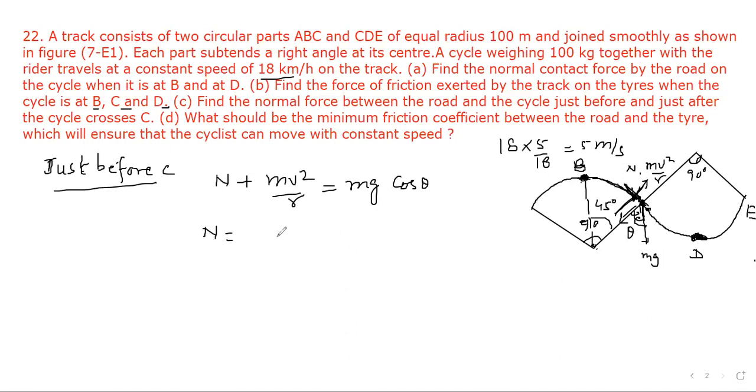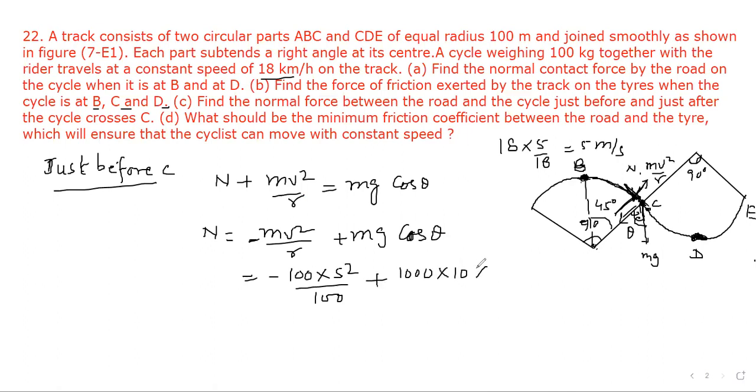Our concern is to get N, so N equals negative mv square upon r plus mg cos theta. We can put the values. So here theta will be 45 degrees because this point is very close to C. So minus 100 into 5 square divided by 100, plus 1000 into 10 into 1 upon root 2. Theta is 45 degrees. So on evaluation, we will get 682 Newton.